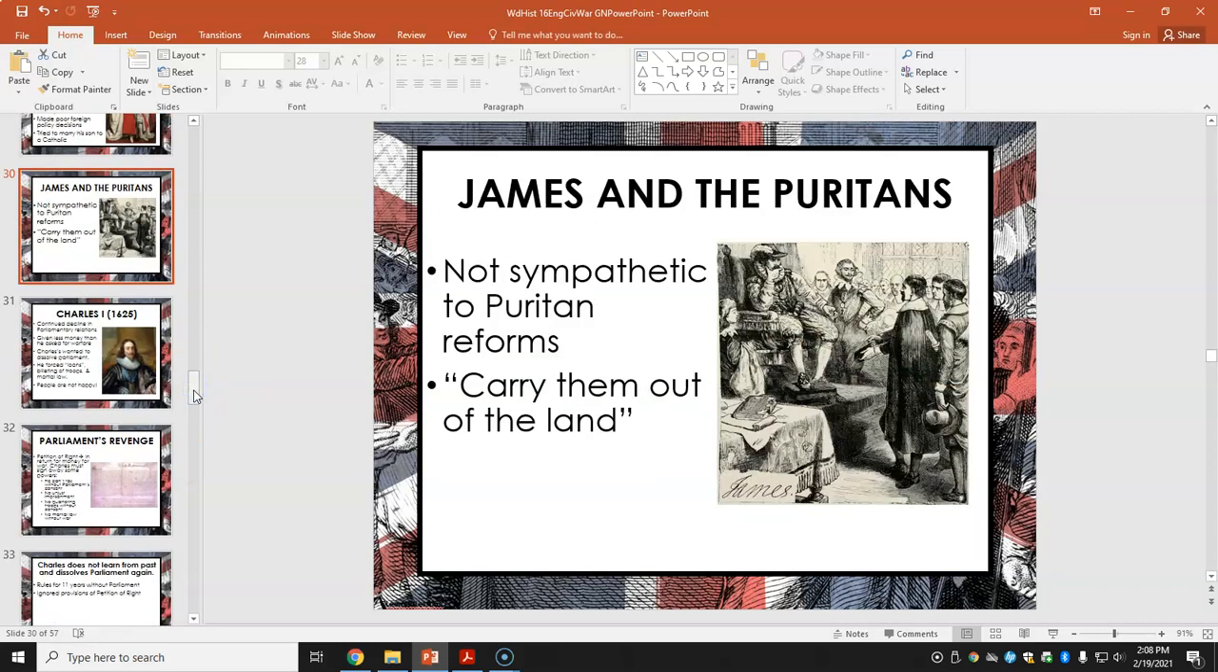We get into James and the Puritans. He was not sympathetic to Puritan reforms. He felt like they should just leave, carry them out of the land. And ultimately they do. They go and they settle in the Americas, North America to be exact.